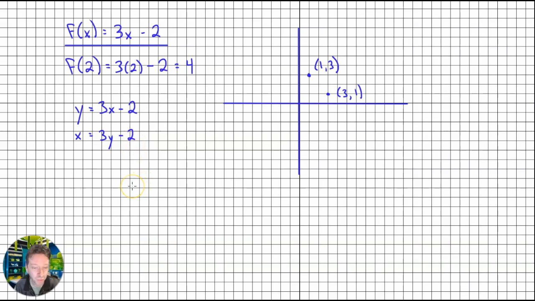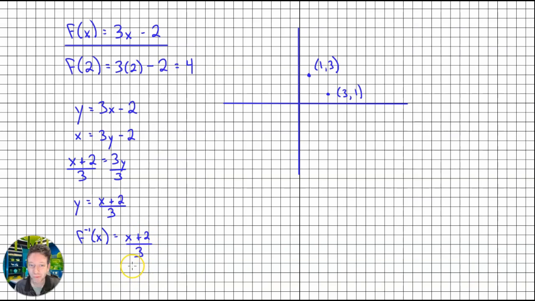Now what I want to do is rearrange to solve for y. So let's add 2 to both sides. So we have x plus 2 equals 3y. And then we can divide both sides by 3 to isolate for y. So that gives us y equals (x plus 2) over 3. So this is our inverse function, and we write it as f inverse of x equals (x plus 2) over 3.